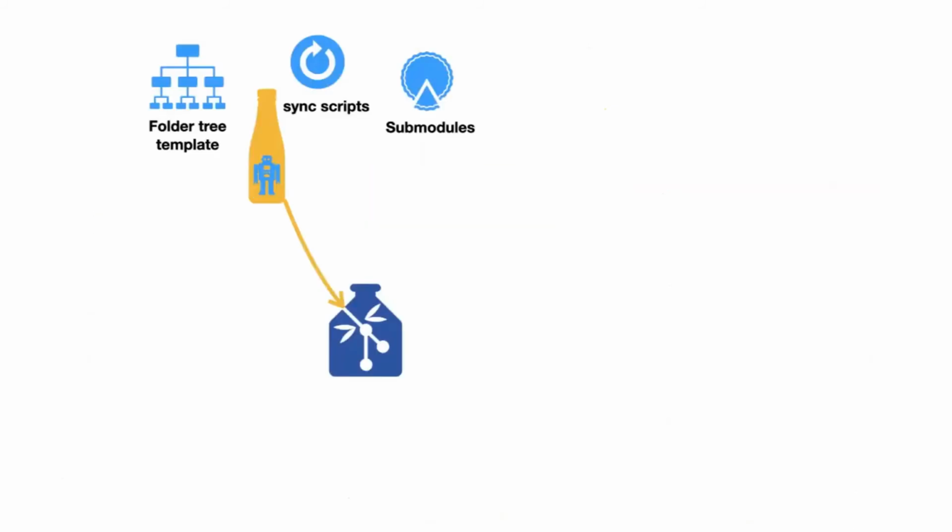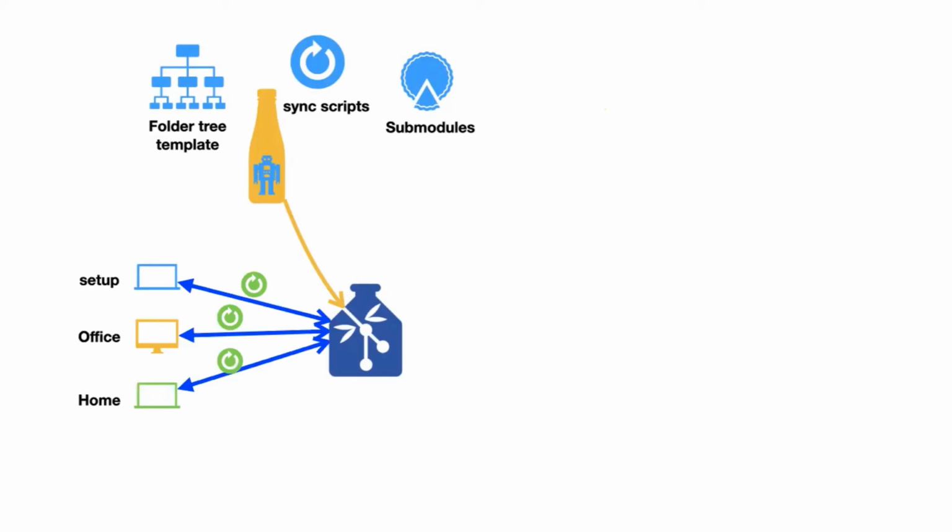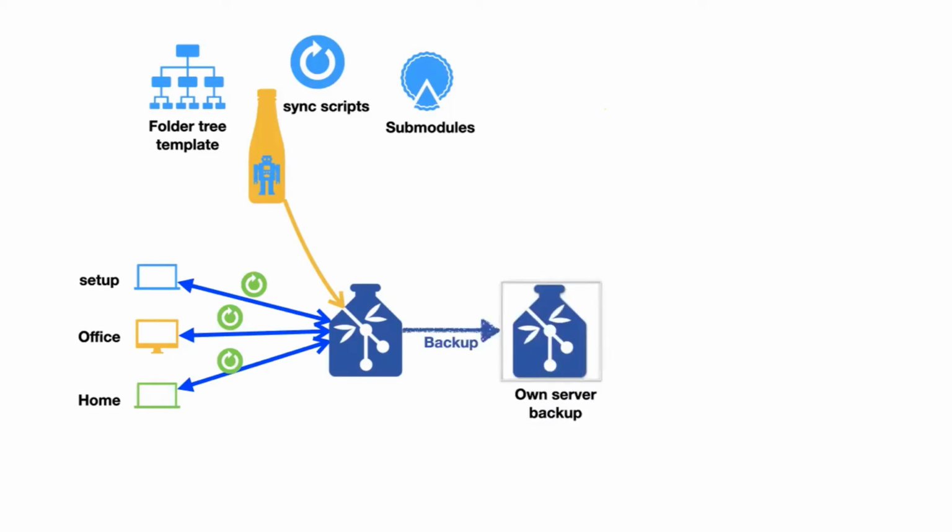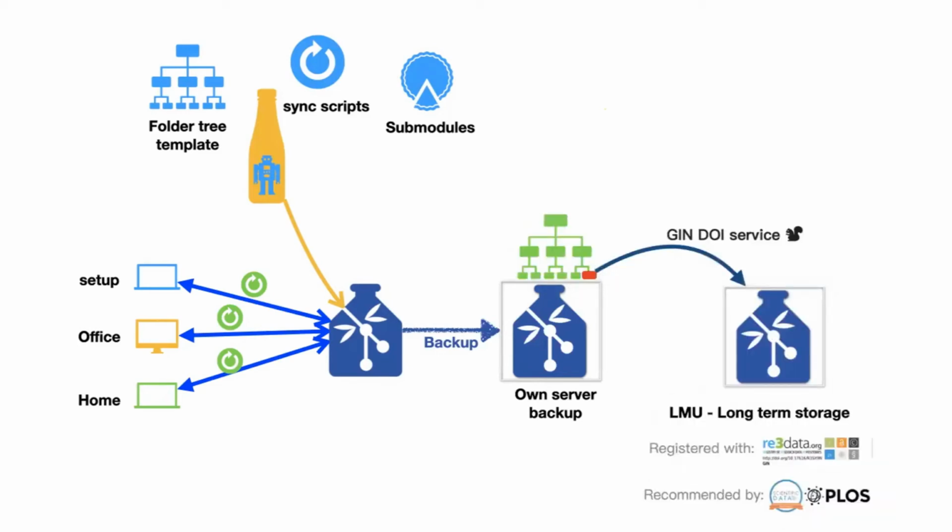So how it works is that we took this folder tree template and we had synchronization scripts so that it's easy for the researcher to just synchronize the version with the server version. And it uses the submodule technology to create basically submodules with that. Then different computers can synchronize with the server. And since it's a Git server, it can be automated with its own backup on one server using GIN. And it can also use a GIN-DOI service to publish directly only a part of the folder tree.